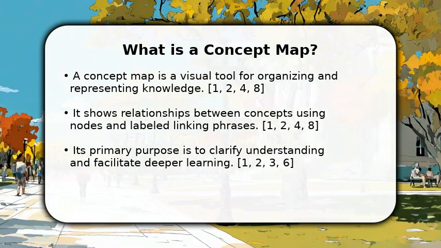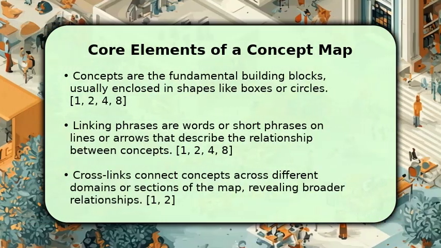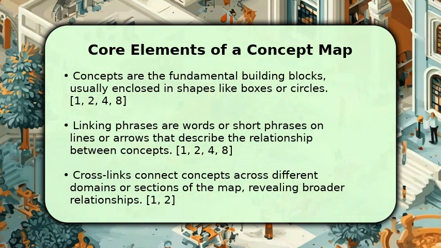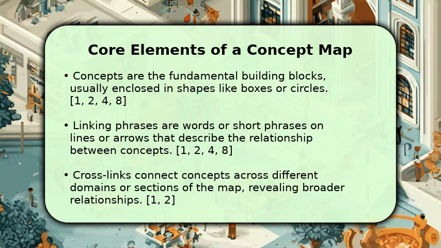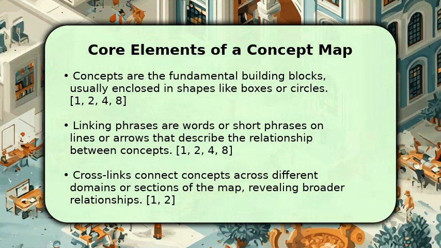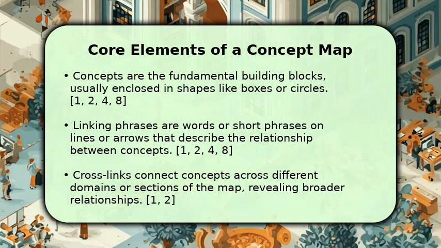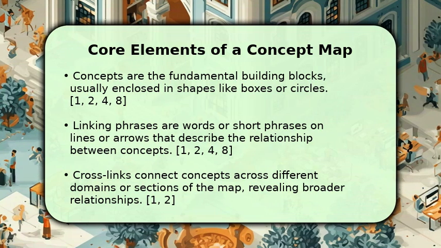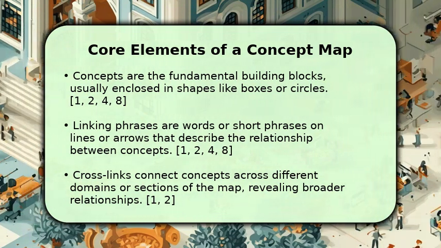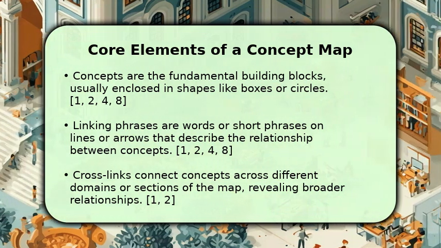Every effective concept map is built upon a few core elements. First, we have concepts, which are your main ideas typically enclosed in shapes. Second, linking phrases are crucial. These are words on the lines connecting concepts, clearly stating how they relate. Third, cross-links show connections between different areas of your map, fostering creative thinking. Finally, a hierarchical structure, moving from general to specific, provides clarity and organization.